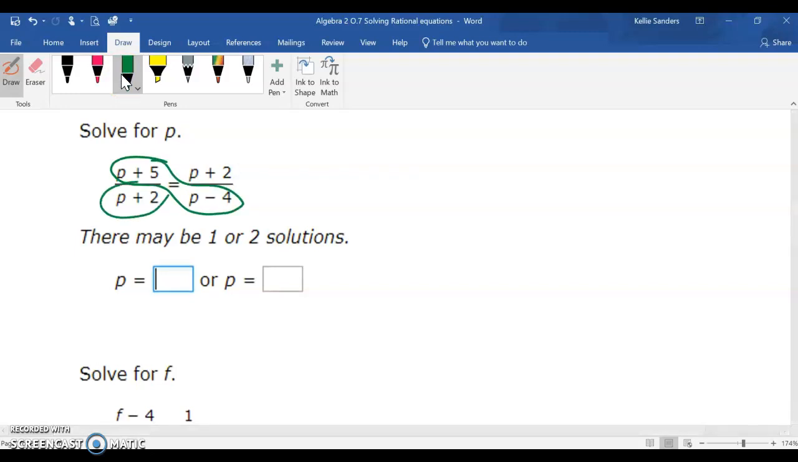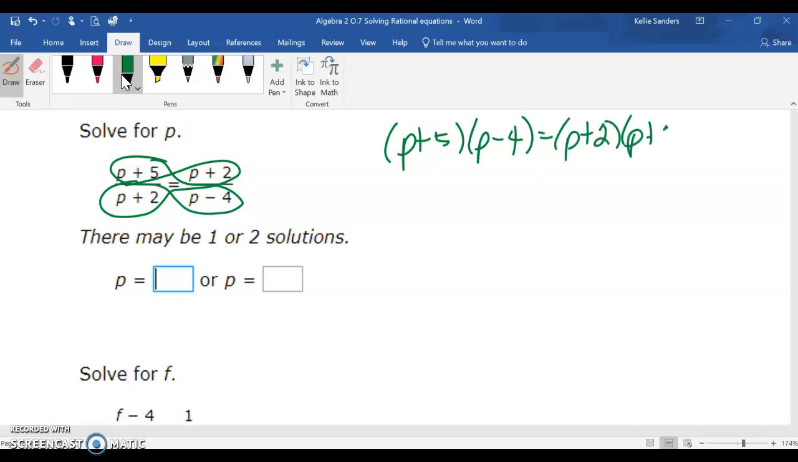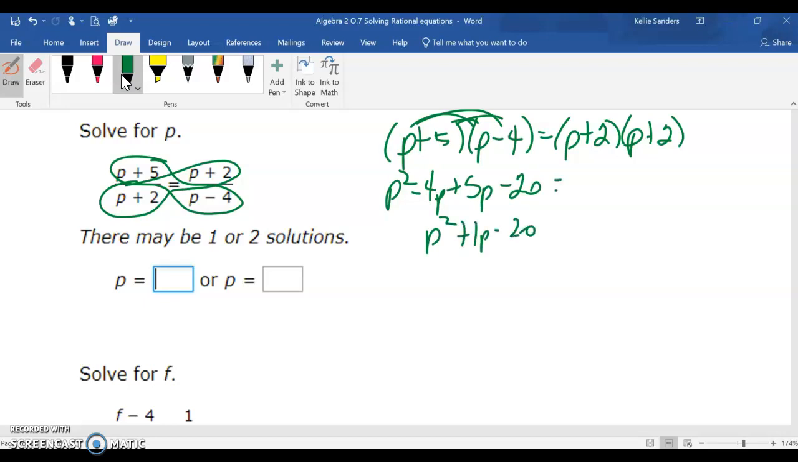All right. Let's multiply. We have p plus 5 times p minus 4 equals p plus 2 times p plus 2. We could FOIL and get p squared minus 4p plus 5p minus 20, which is p squared plus 1p minus 20. Or we could do the SAM and square. Add 2 plus 2 is 4. Multiply 2 plus 2 is 4. And we're going to bring that down here.